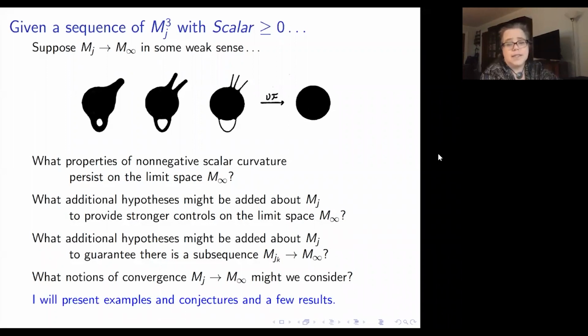So I'm going to present some examples and conjectures and a few of the results, but there are many more results I just don't have time to discuss. But I'd like to get to the examples as the primary topic of today, in part because these can be drawn and it makes a nice set of pictures for everyone to keep in mind for the rest of the spring.